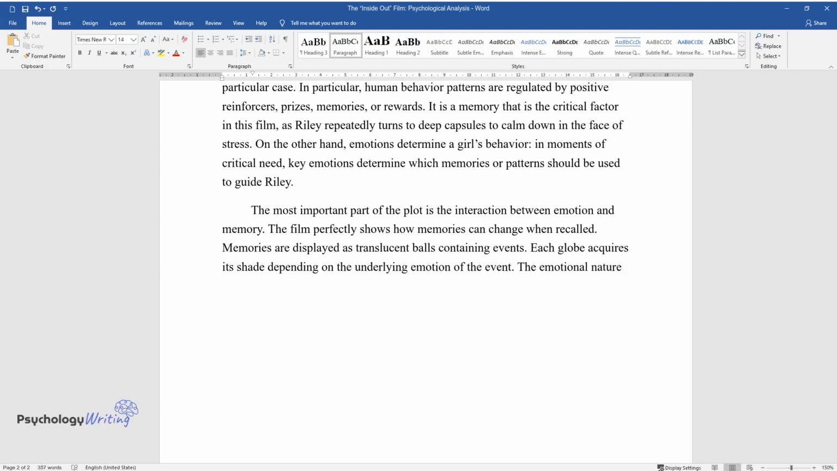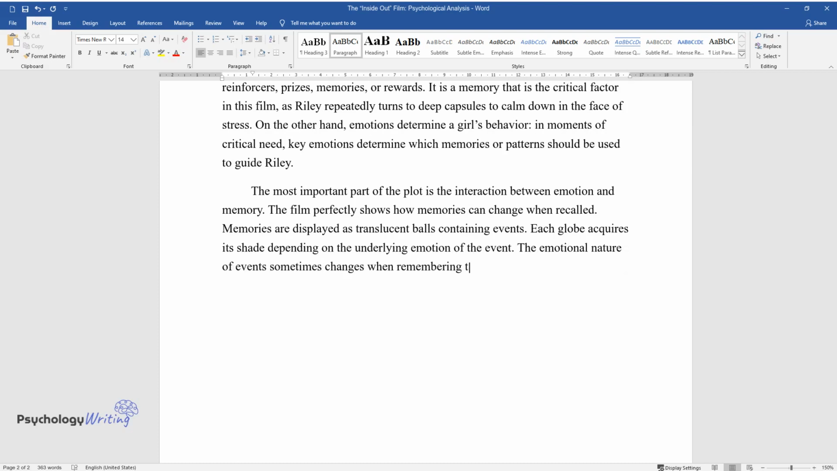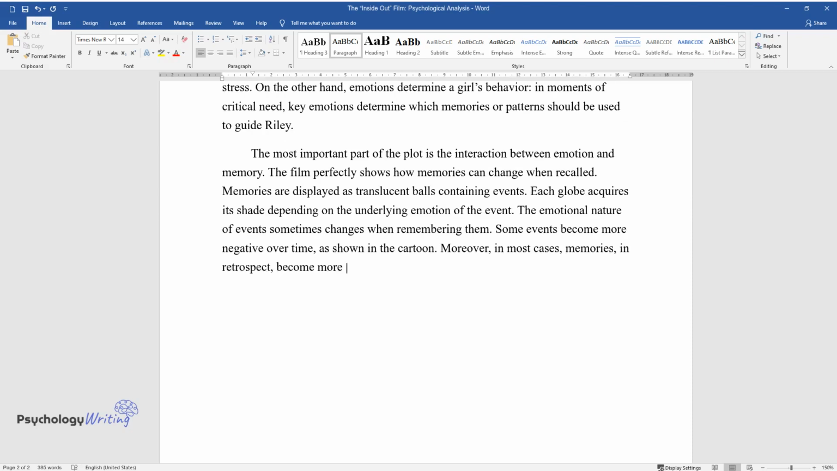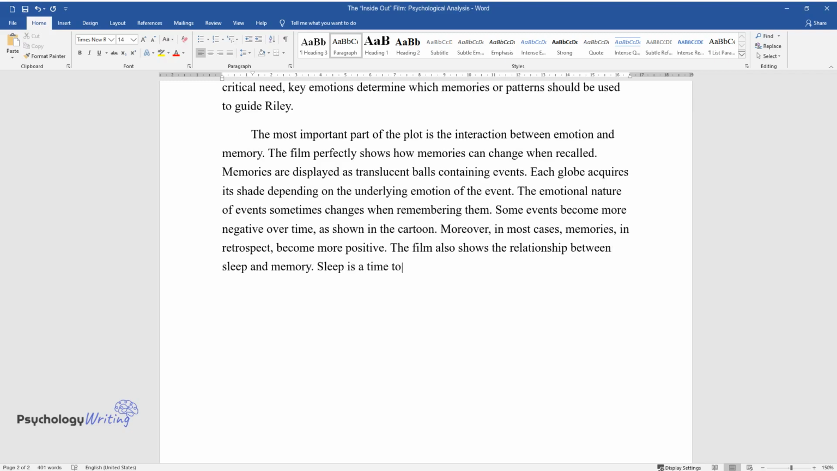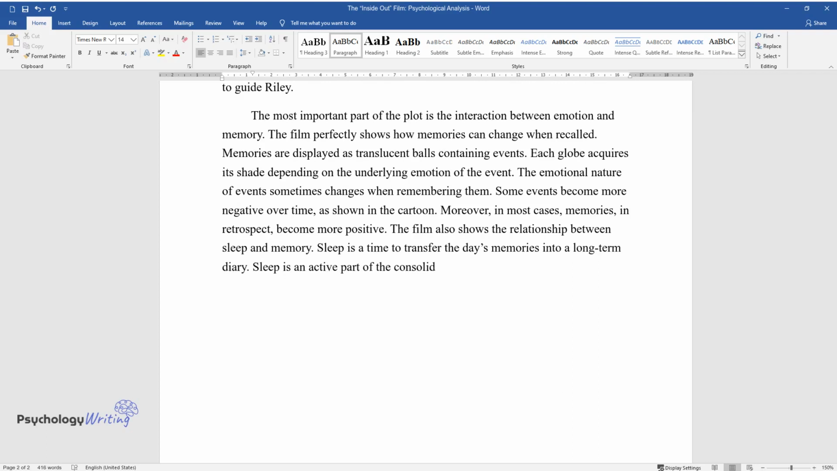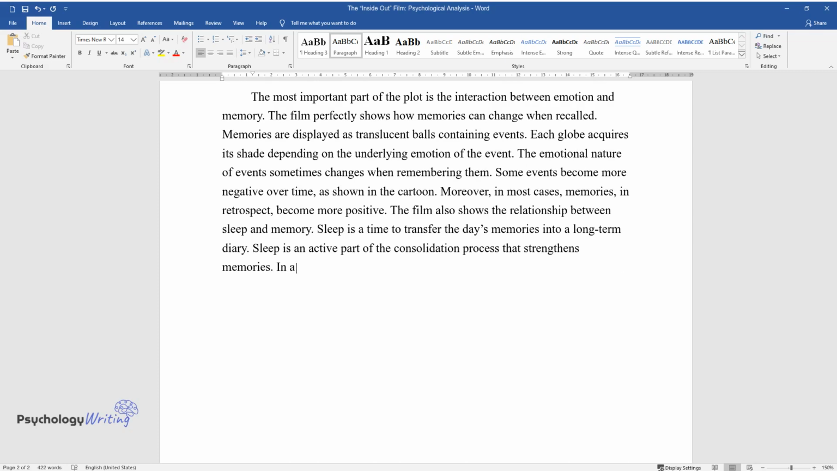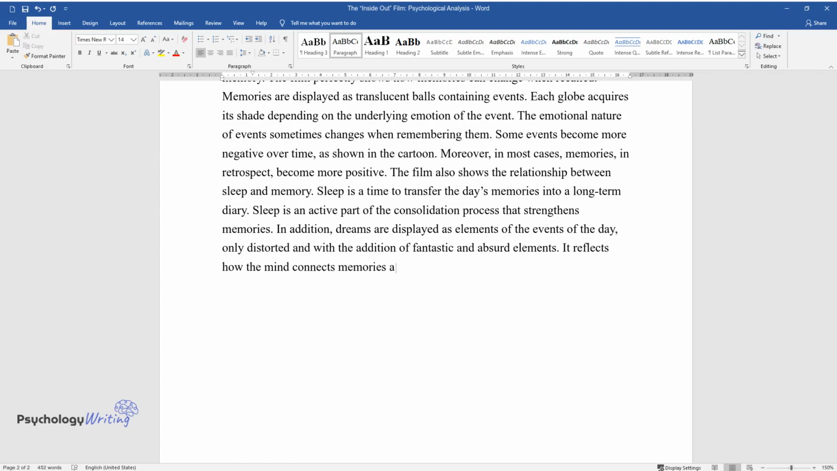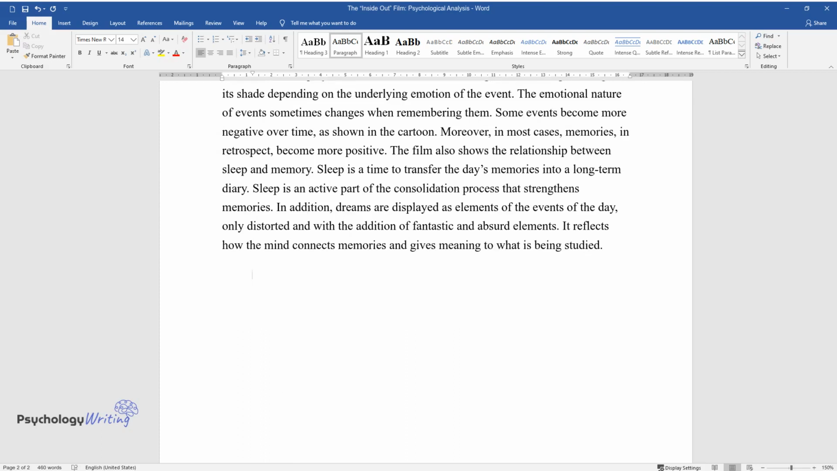The emotional nature of events sometimes changes when remembering them. Some events become more negative over time, as shown in the cartoon. Moreover, in most cases, memories, in retrospect, become more positive. The film also shows the relationship between sleep and memory. Sleep is a time to transfer the day's memories into a long-term diary. Sleep is an active part of the consolidation process that strengthens memories. In addition, dreams are displayed as elements of the events of the day, only distorted and with the addition of fantastic and absurd elements. It reflects how the mind connects memories and gives meaning to what is being studied.